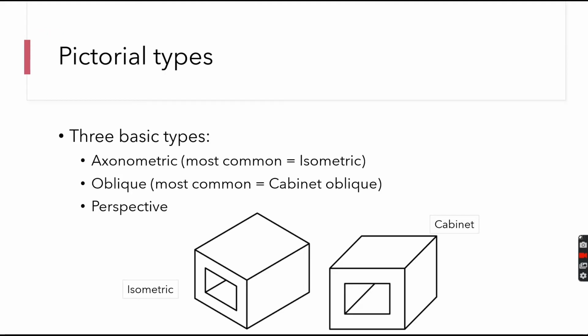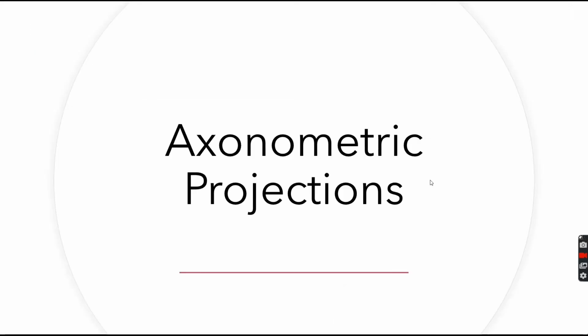There are different types. The basic types are axonometric, which is the most common, and one of those is called an isometric. There is an oblique. The most common oblique is a cabinet drawing. And then there are perspective drawings, and I'm sure you've all seen that when they show a railroad track going to a point, if you're looking straight down the railroad track. Here is the isometric, here is the cabinet, and you can see the difference. Now we will be only drawing isometrics, but we'll look at what a cabinet is as well.